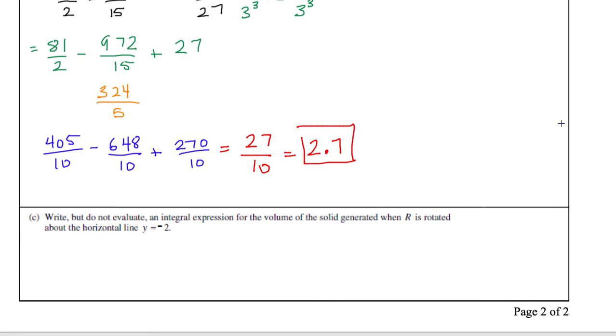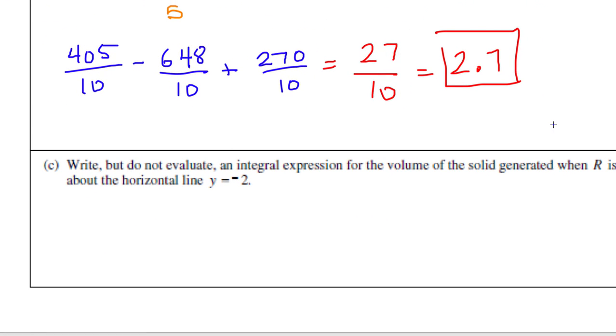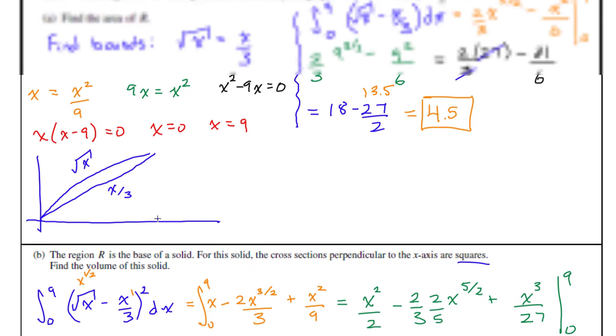And then finally for part C, let's zoom in here. For part C, write but do not evaluate. When we rotate around y is equal to negative 2, it's just really written poorly. This one is a little bit tricky. Again, whenever you see rotate, you automatically think pi, and then it's the integral with the same bounds, 0 to 9. And this is going to be the outer minus the inner.